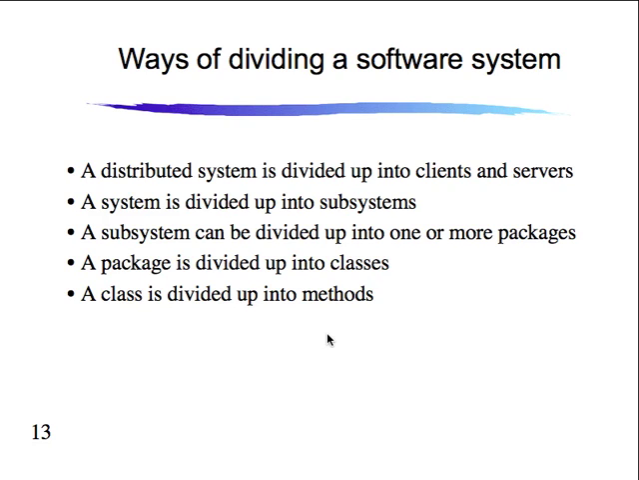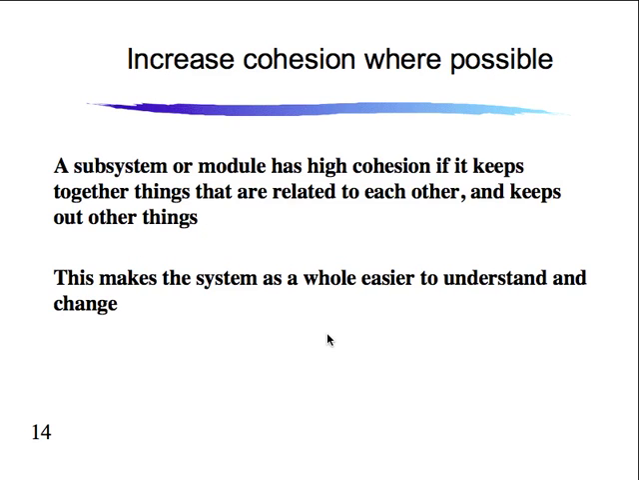So, ways to divide out a software system. We have a distributed system that's divided out into clients and servers. Maybe something that's divided out into subsystems, maybe a subsystem that's divided out into packages, perhaps. Maybe the packages are divided out into classes, classes divided out into methods. It just depends on the level of abstraction as to what you're dealing with, in terms of how you're going to break it out.